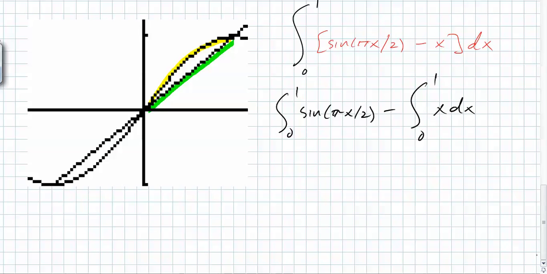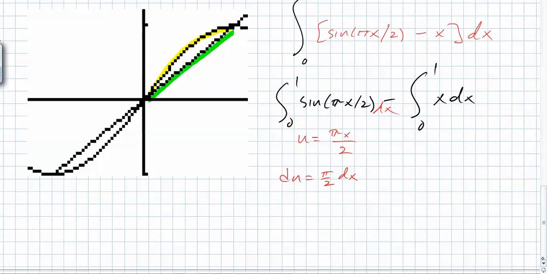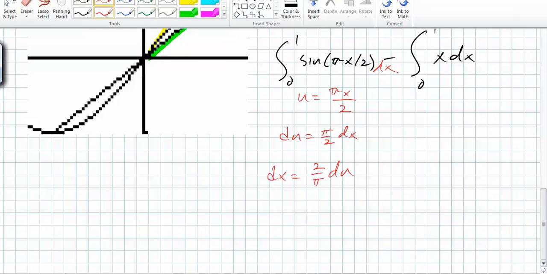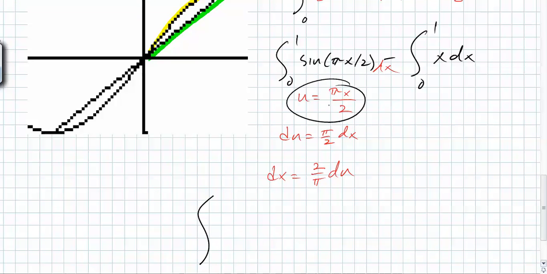The one on the right is pretty easy, but the other one is going to be u equals what? Pi x over 2. So du is going to be pi over 2 dx. So dx is equal to 2 over pi du. Now we just need to change the upper and lower limits of integration. U equals pi x over 2, so you plug in 0, what do you get? 0. Plug in 1, what do you get? Pi over 2.